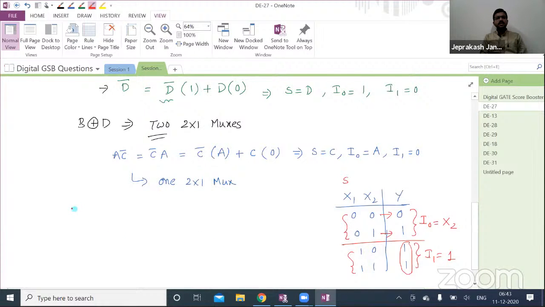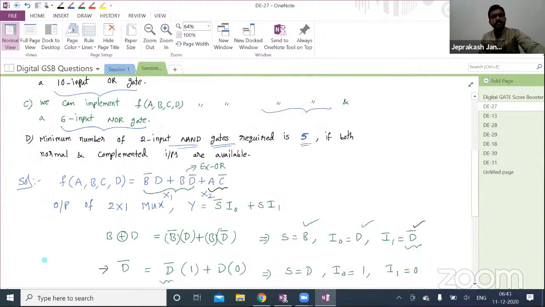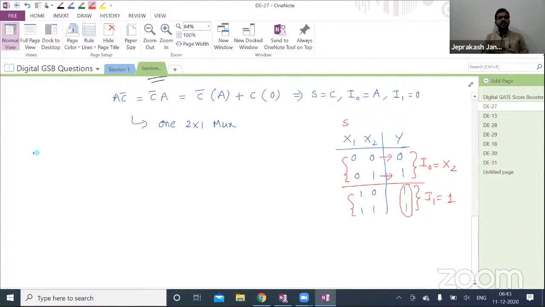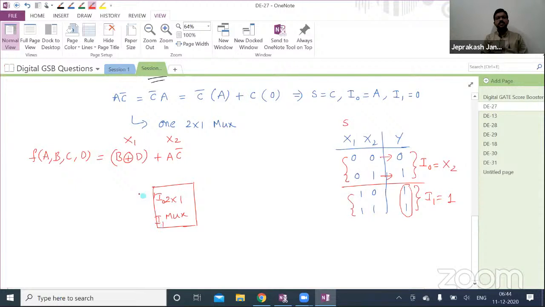So that means the f of ABCD function, just one second. I'm writing the f of ABCD function like this: B exclusive OR D, that is B bar D plus B D bar. I'm writing it as B XOR D plus another term A into C bar. This is your x1, this is your x2, for easy understanding. So you're having a 2 by 1 mux. Here the inputs are I0, I1, and you're having one selection line S. The output is f of ABCD.